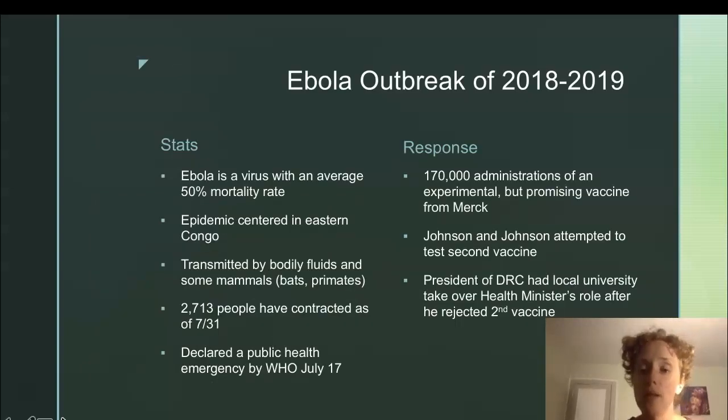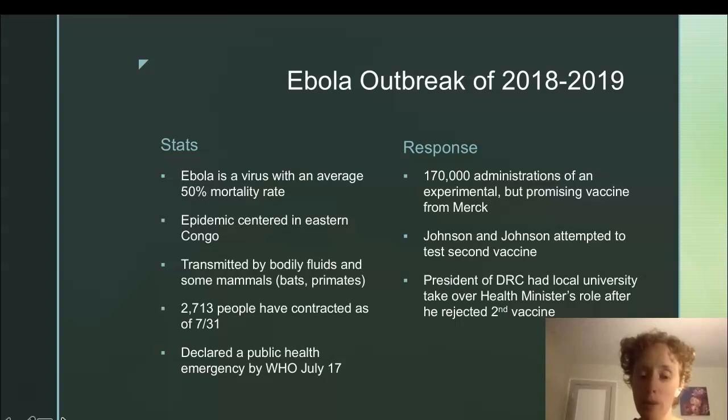So as you can imagine, all of that instability would not make for a good fertile ground for wiping out an epidemic. So the Ebola outbreak of 2018-19, like I said, has been the second worst in history in Africa. So just a little bit about Ebola. You probably know this, but it's a virus, has an average 50% mortality rate. Last year in the DRC, it was 61% mortality. The epidemic right now is centered in the eastern Congo, near the Rwandan border and the Congo River.